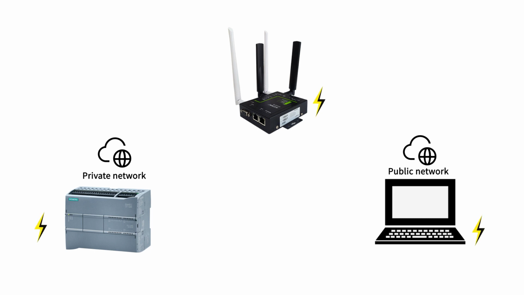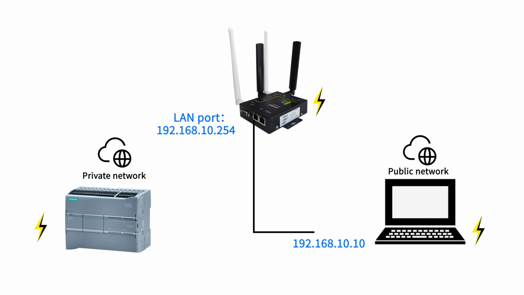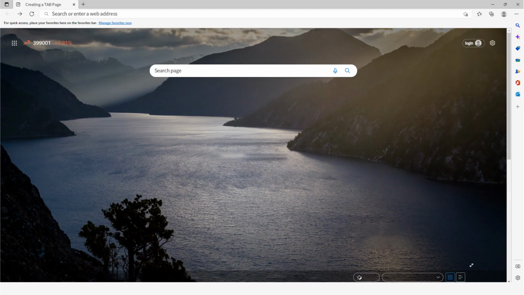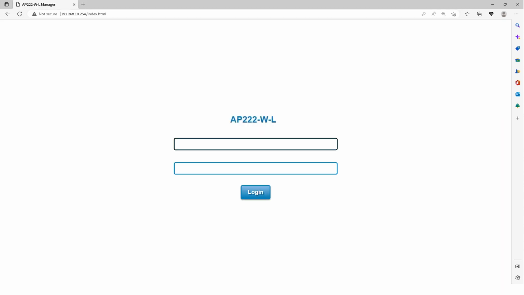Now, power up all devices and connect the computer to the gateway's LAN port using a network cable. The default IP address of the LAN port of the gateway today we have is 192.168.10.254. Ensure that the IP address of the computer is in the same network. Open Internet browser and enter the gateway IP address 192.168.10.254. In the login interface, enter the username and password, and click Login.